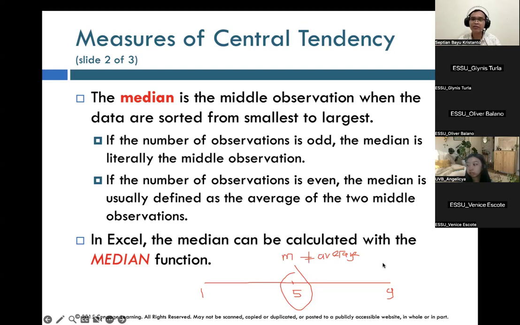But if you have a similar value for median and mean, that means you have good data, or maybe you have normal data. We call it the normal distribution. It is the presence that you need: you have a similar value for mean and median. In Excel, you can calculate the median of your data using the median function.